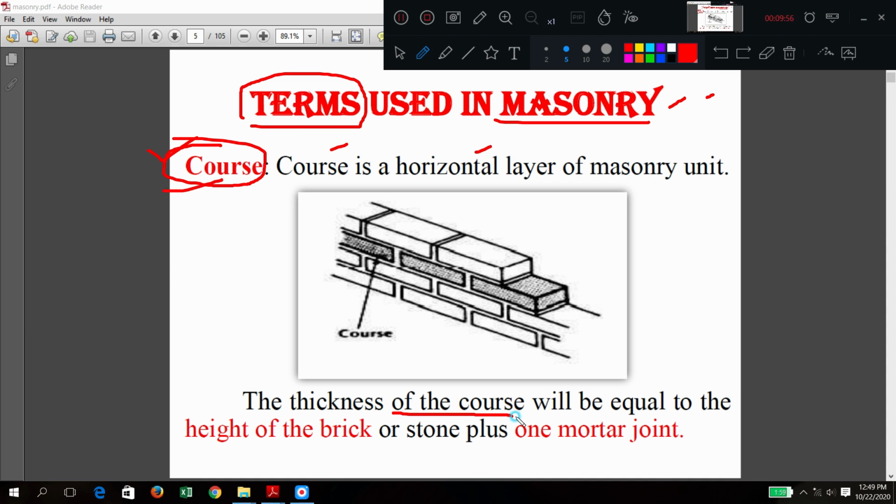Okay, so the thickness of this course is equal to the height of the brick or stone plus one mortar joint. So what do you mean? This course's thickness is nothing but the thickness of this brick or stone, whatever the case may be, plus this mortar. So this total height is the course height. Brick height plus mortar thickness is equal to course height. So a course is one horizontal layer.